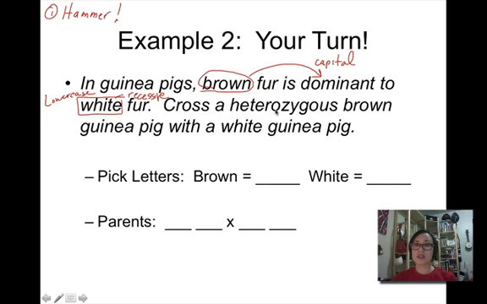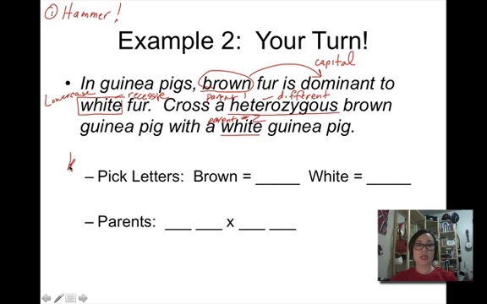Then I'm going to read on, it says cross a heterozygous. Heterozygous means different. Brown guinea pig with a white guinea pig, okay? So we have our two parents. This is going to be parent 1, and this is parent number 2.